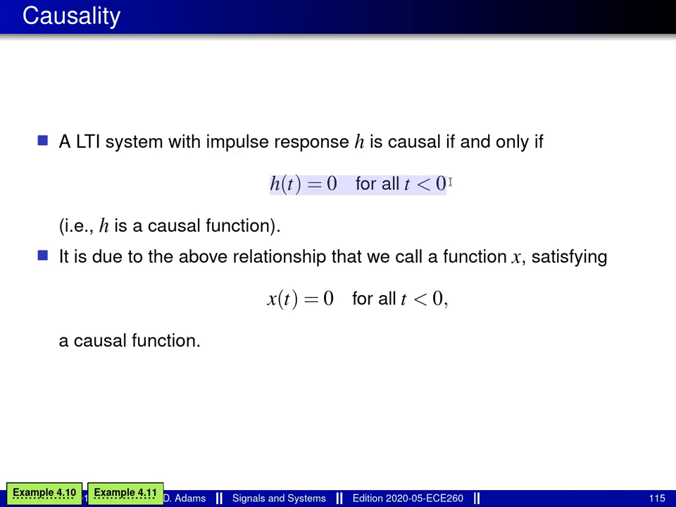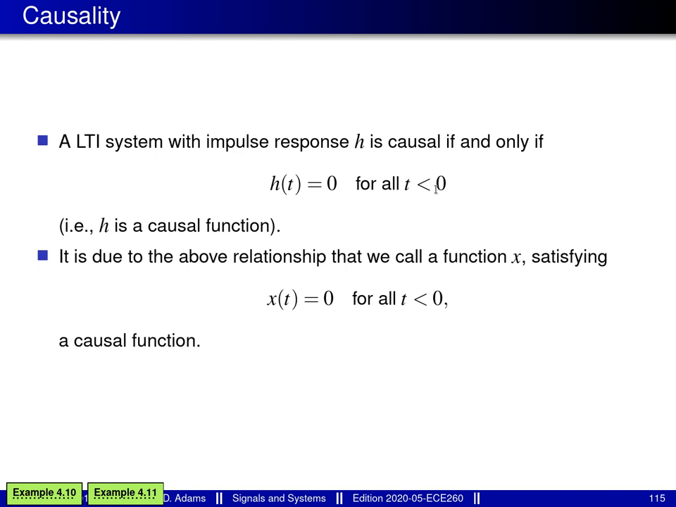And essentially what this condition is saying that I've highlighted is that the function h is causal. And remember, the notion of a causal function just relates to where the function has to be 0. In other words, it has to be 0 for all of the negative part of the axis, for all negative t.